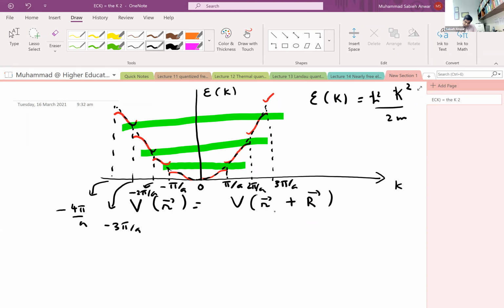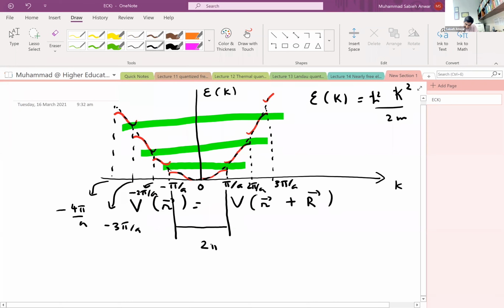We noticed that these points at pi over a and minus pi over a are separated by 2 pi over a. So I can draw a vector going from minus pi over a to pi over a, symmetrically about the zero position of the k space. This vector is nothing but a reciprocal lattice vector.